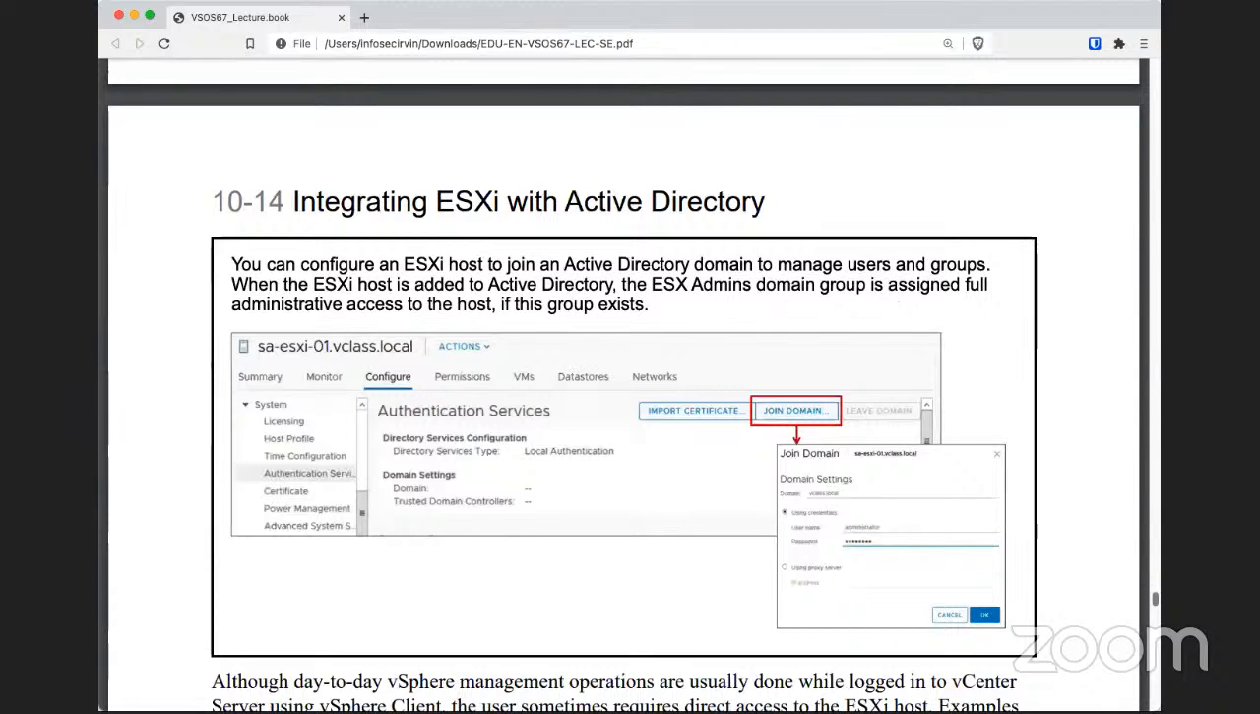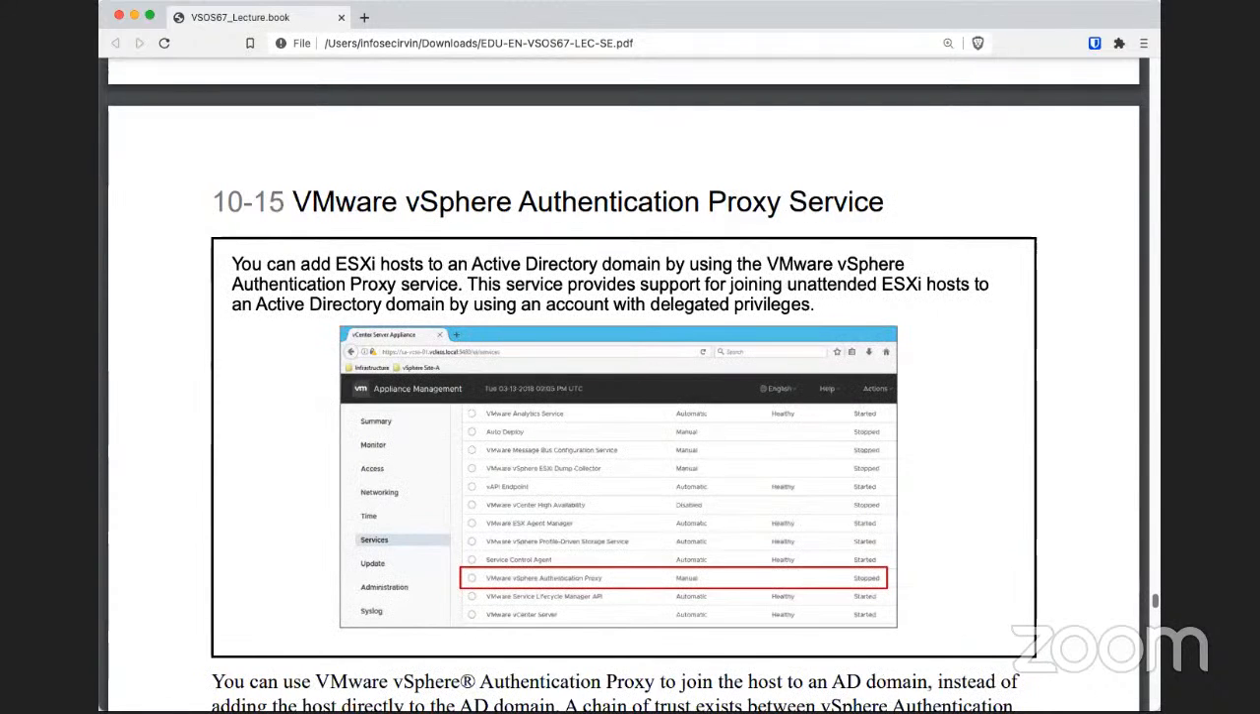You can use authentication services to connect to a domain so that you don't have multiple credentials everywhere and they're all managed centrally. It is completely possible to join hosts into an Active Directory domain. You can add the hosts through the authentication proxy service. It'll join hosts unattended to the domain without you having to do it afterwards. So you can set this up, and then as you add more hosts later, they'll also be added to the domain.